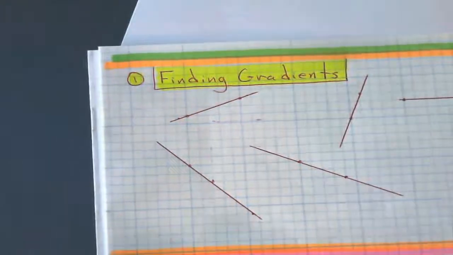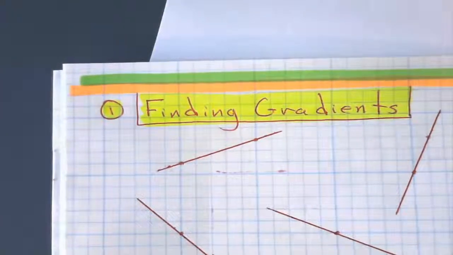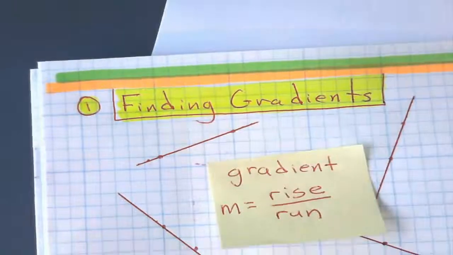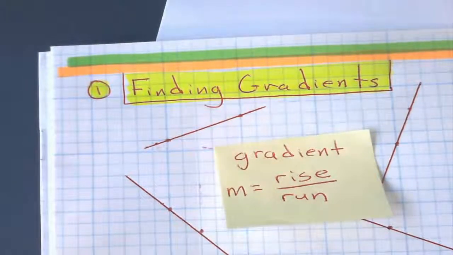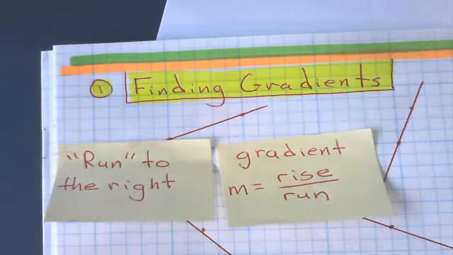And so to do that, I need to get 2 points and find out what their rise over run is. So we've got to remember that. Okay, we've got to remember the gradient is rise over run. And I also told you yesterday, I think, that when we talk about run, we're going to run to the right. Okay, so we're always going to run to the right so we don't get too confused.